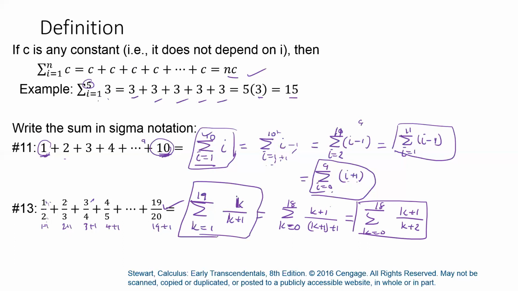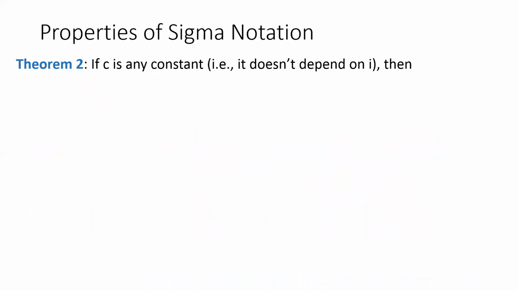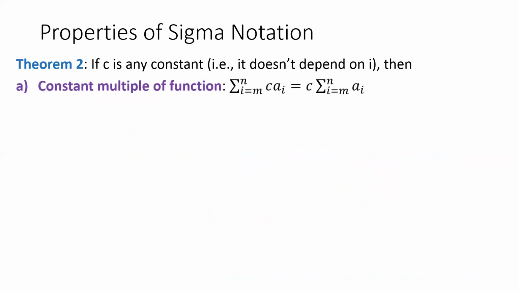Okay, all right, now there's a theorem, with two theorems basically that we want to look at. Theorem number 2, if C is any constant, that is it doesn't depend on I or the dummy variable, then the following are true. The constant multiple, so if I'm adding I from M to N, then of the expression C times AI, I can bring the C out because the C doesn't depend on the dummy variable I, and then that gives me C times that.